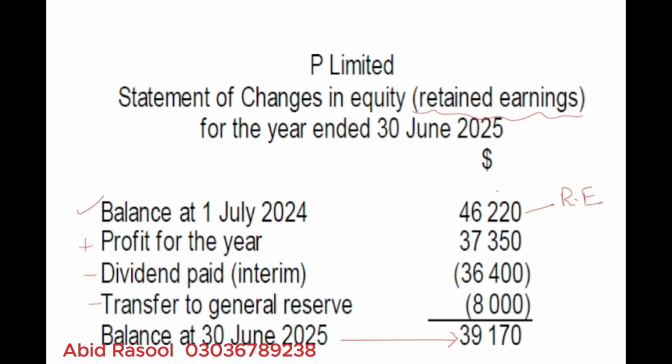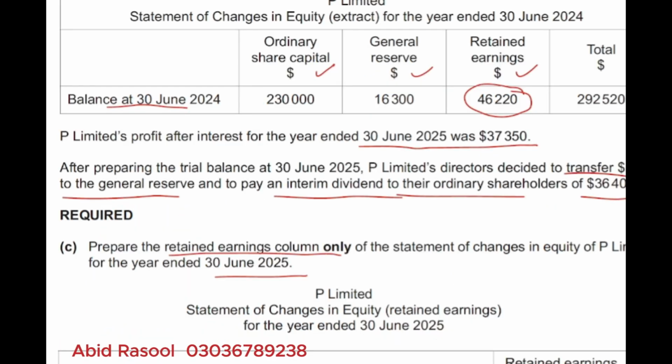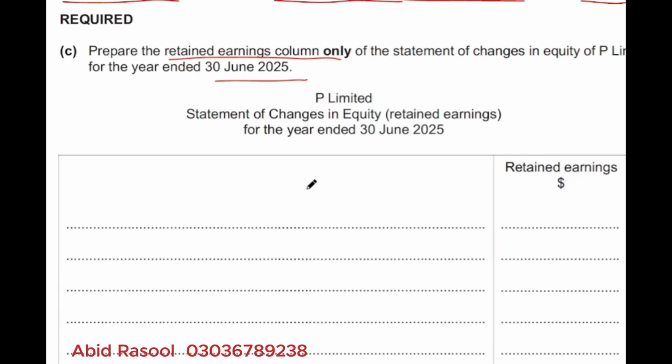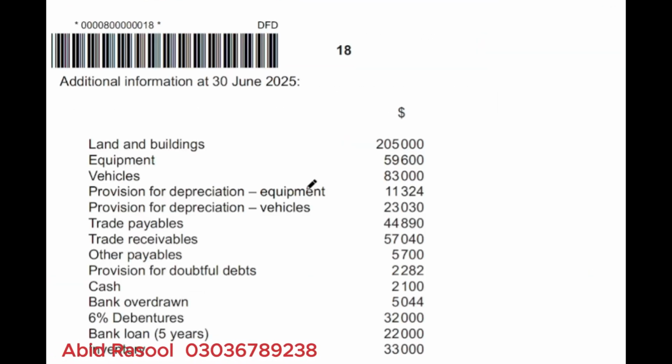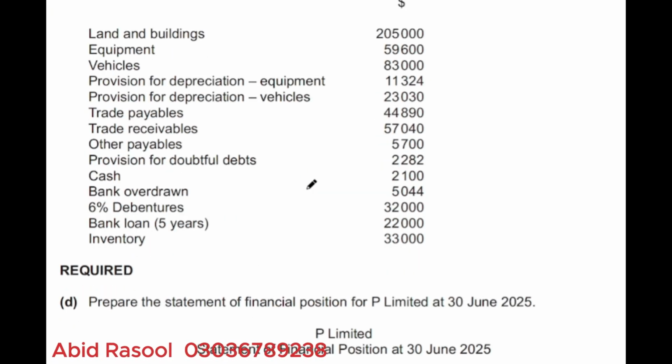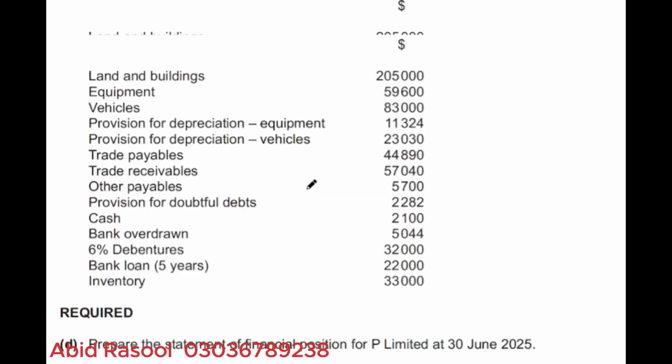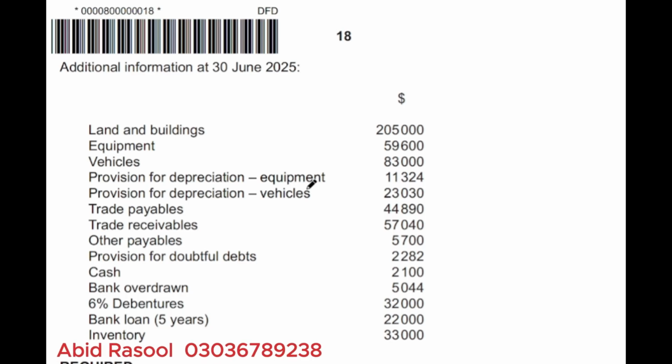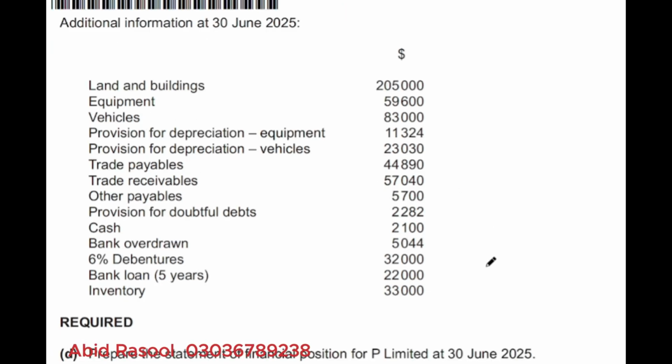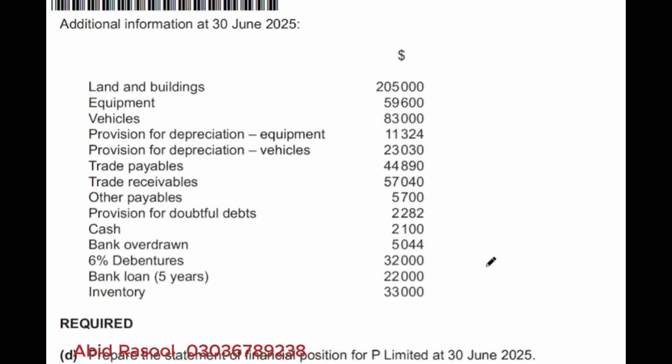Okay, now we move to the next question, where they are asking us to make a statement of financial position. Okay, they have given us this data, and before moving to the solution of the statement of financial position, we can see what elements are given and what are their types.